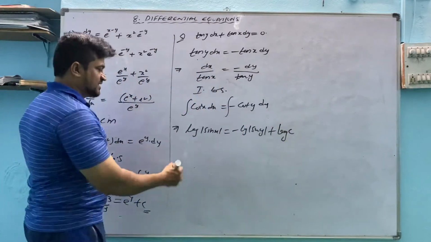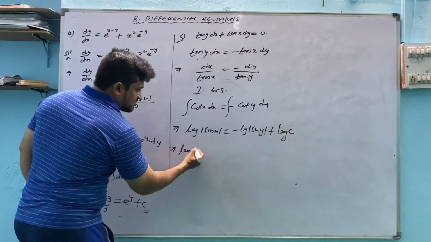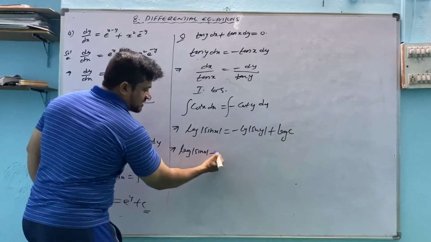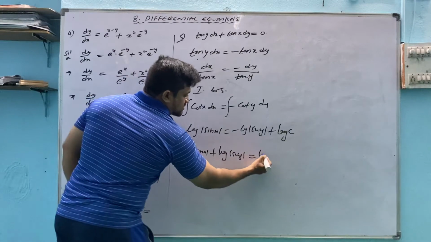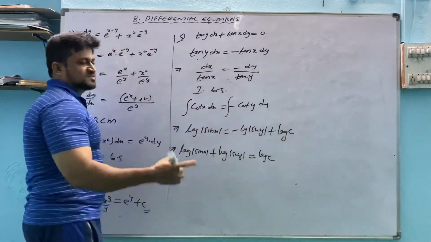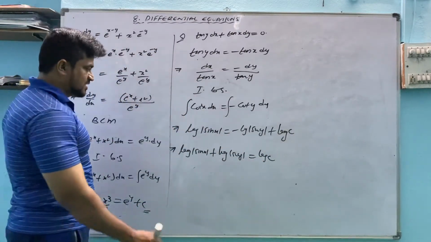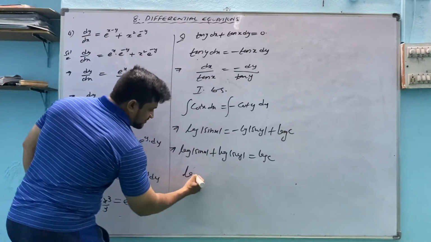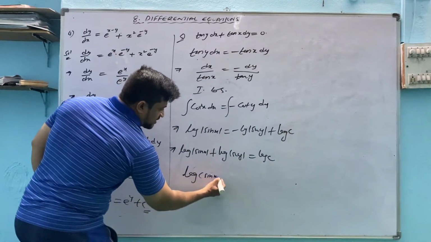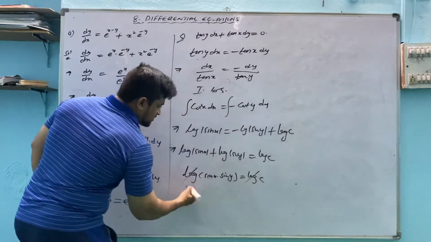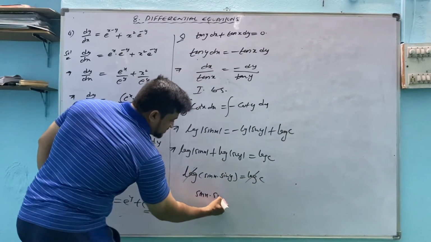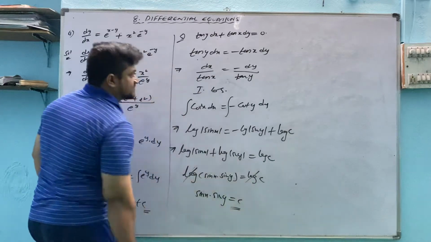To simplify this one, this is log, you can leave it up to this mark, or else you can take log to one side equals log c. If all are log terms, plus c becomes log c. Now log a plus log b is log a into b, equal to log c. So we have sin x into sin y equals c.